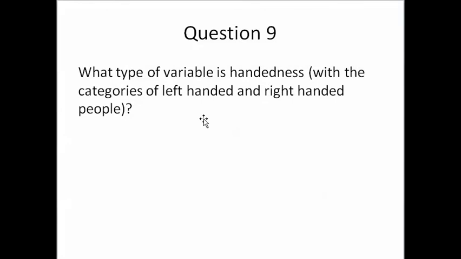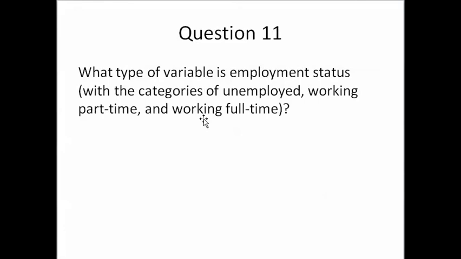Handedness, left-handed and right-handed people, is nominal because the two categories are considered equal. One isn't above the other one. Same thing for learning styles. You have visual learners and auditory learners, but those two groups of people are considered equal. One isn't above the other one, so 10 is nominal.